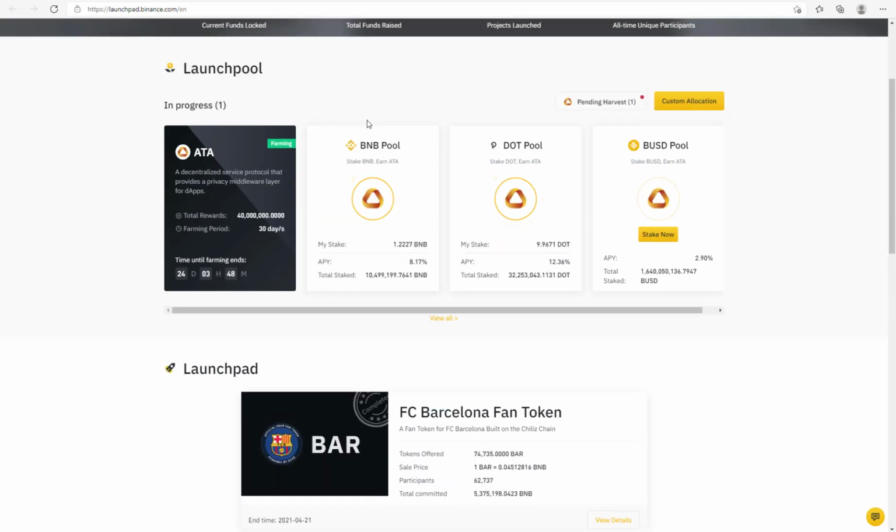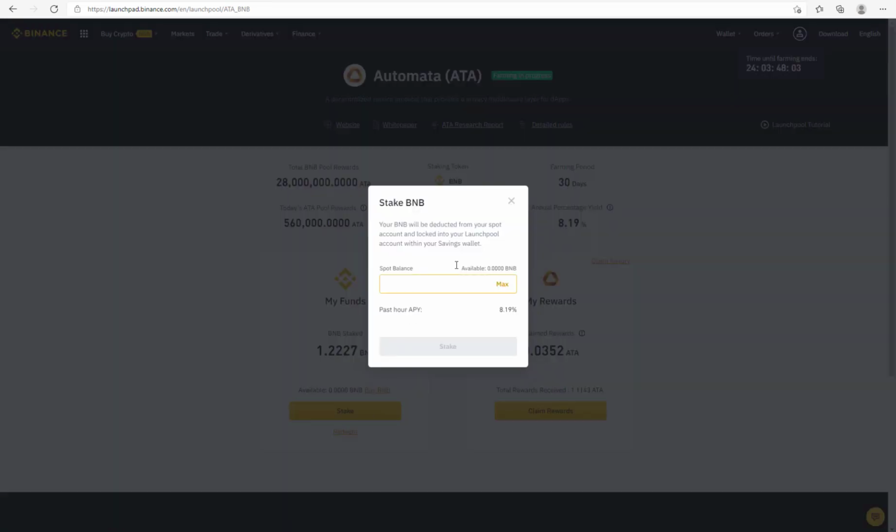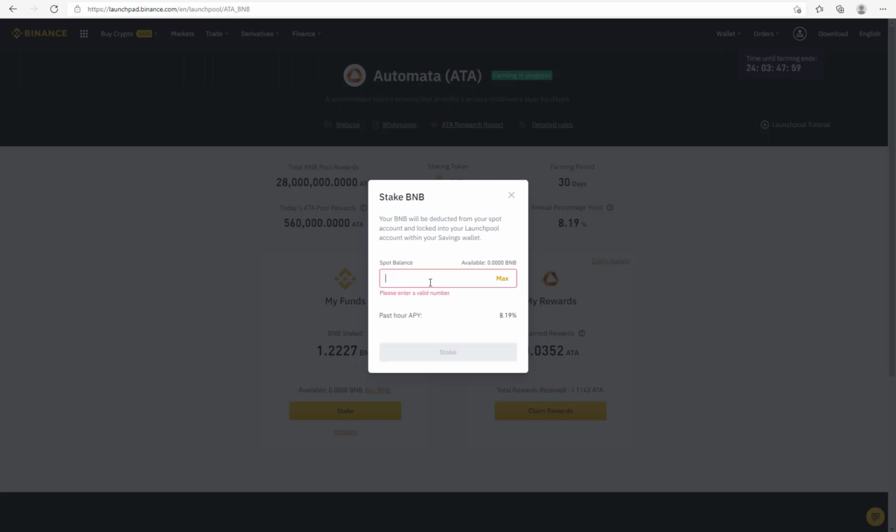Now here you can see that you can stake BNB, or you can stake Polkadot, or you can stake BUSD. As you can see, I'm staking BNB and Polkadot. If I click on BNB, you can see that I have staked 1.227 BNB. For you to stake, you simply click on stake. Enter the amount of tokens you would like to stake, let's say 100 or 200, or if you want to stake everything, you simply click on max.